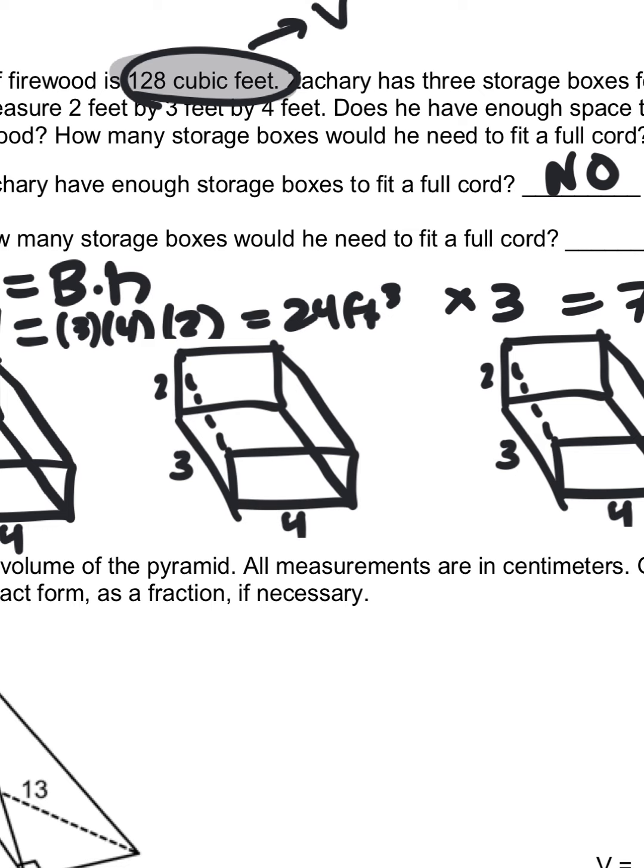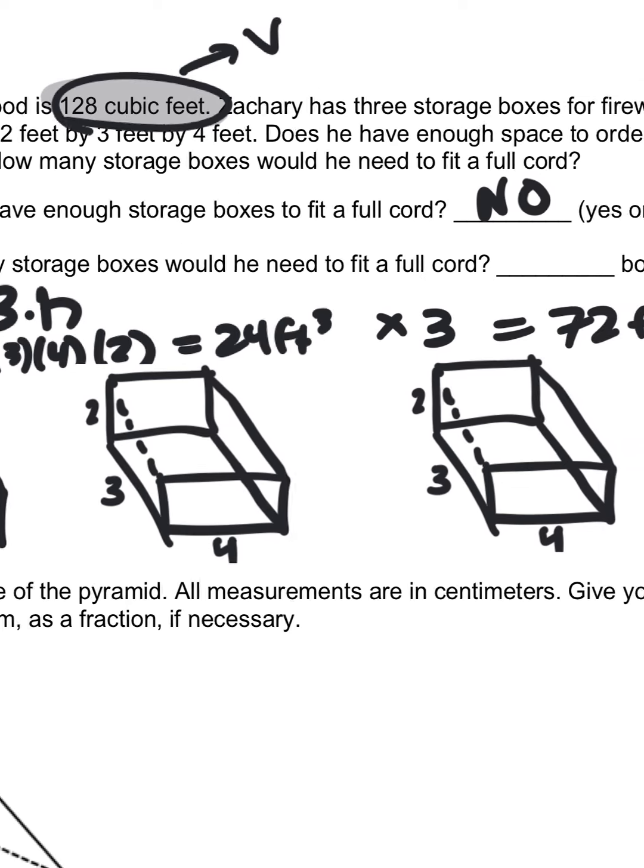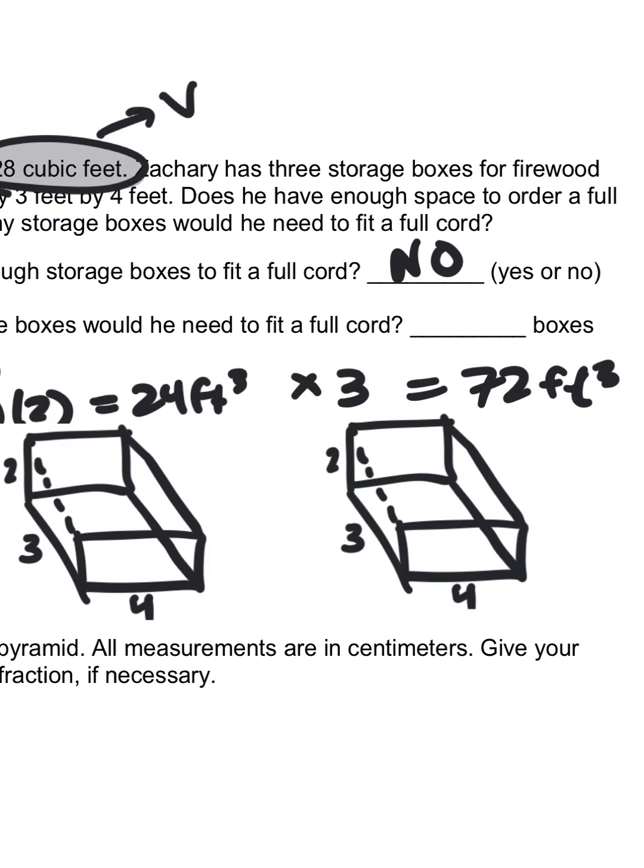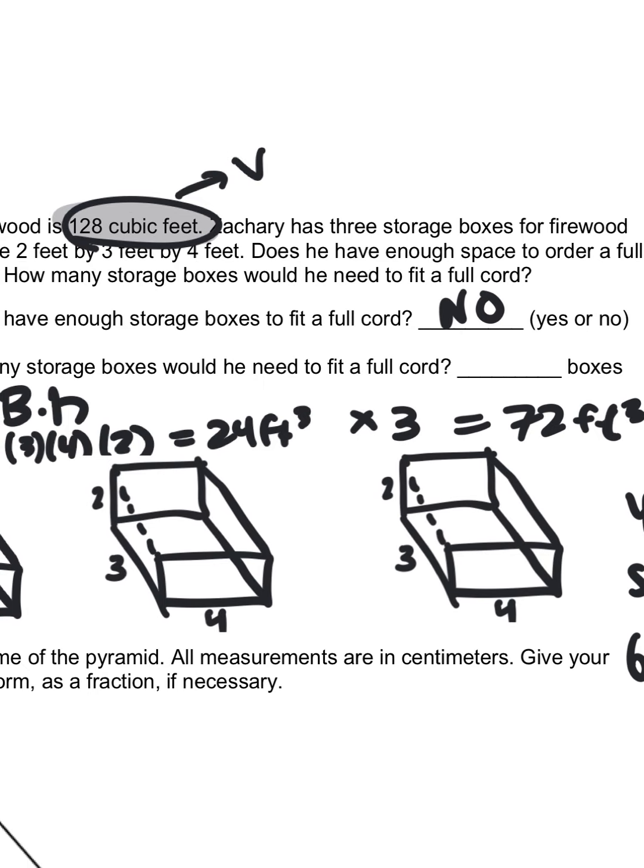So for this next question, it's asking how many storage boxes we would need to fit a full cord. So if 3 storage boxes gave us 72 cubic feet, that means that 4 storage boxes would give us 96 cubic feet. 5 would give us 120 cubic feet, so we're still not there. So we would need at least 6, because that would give us 144 cubic feet, which is a little bit more than the 128 cubic feet that we need. So we need at least 6 boxes.